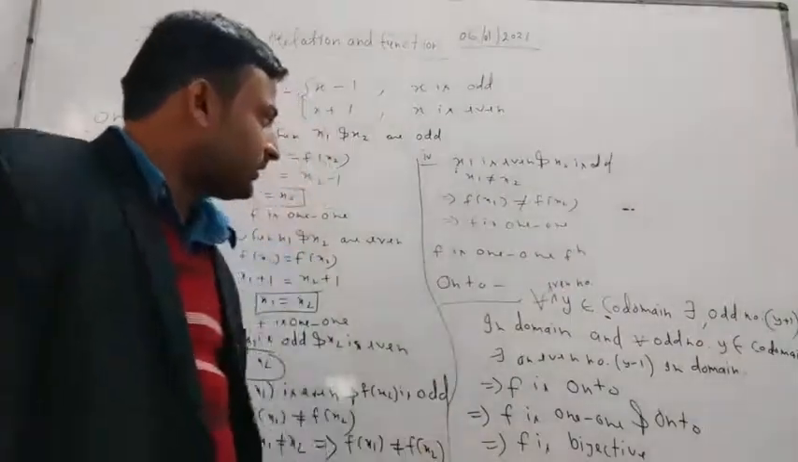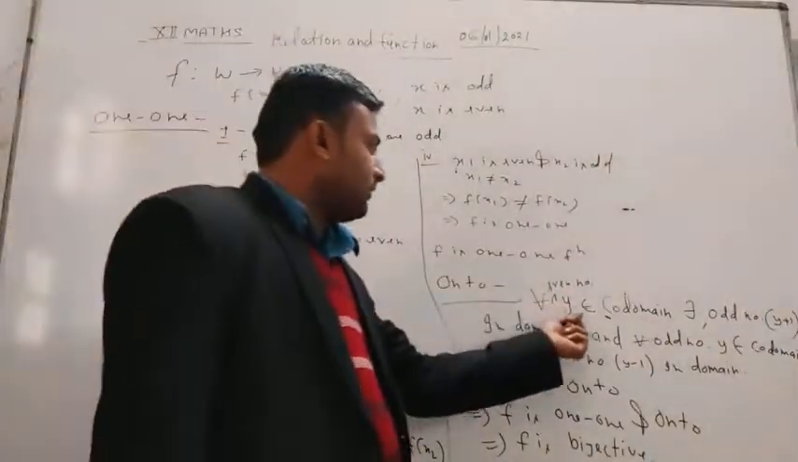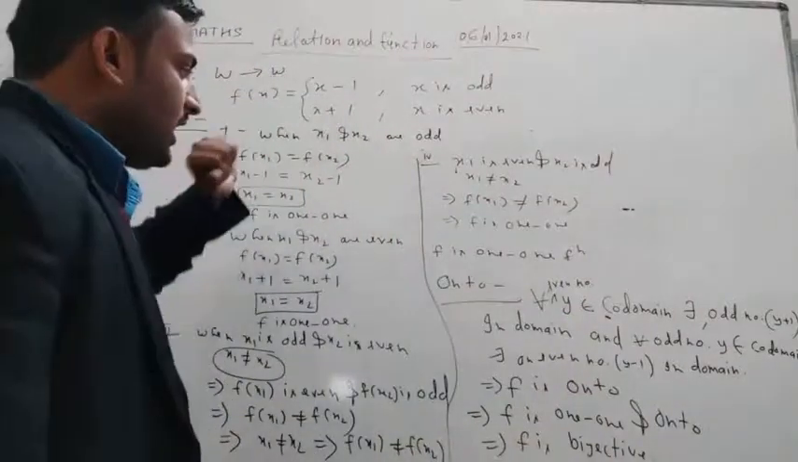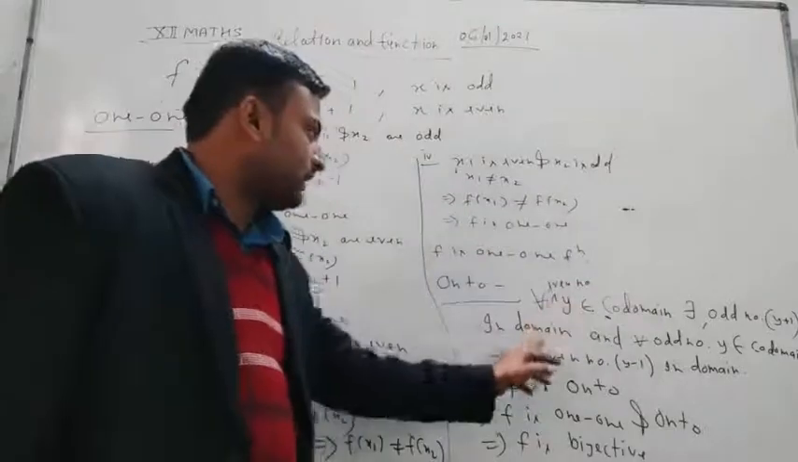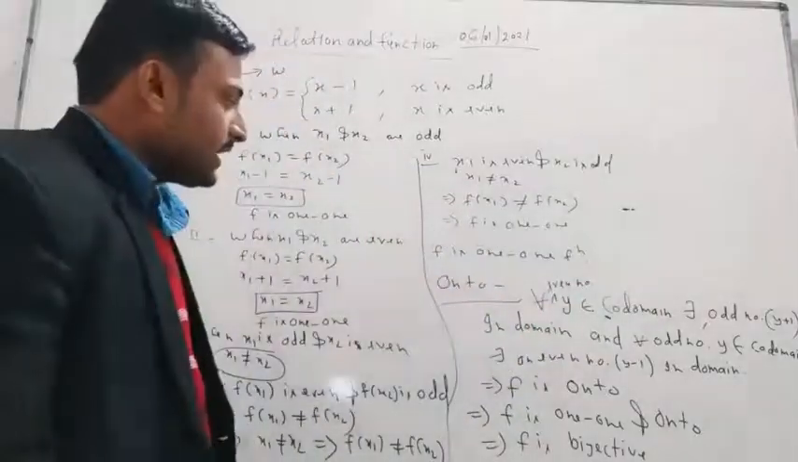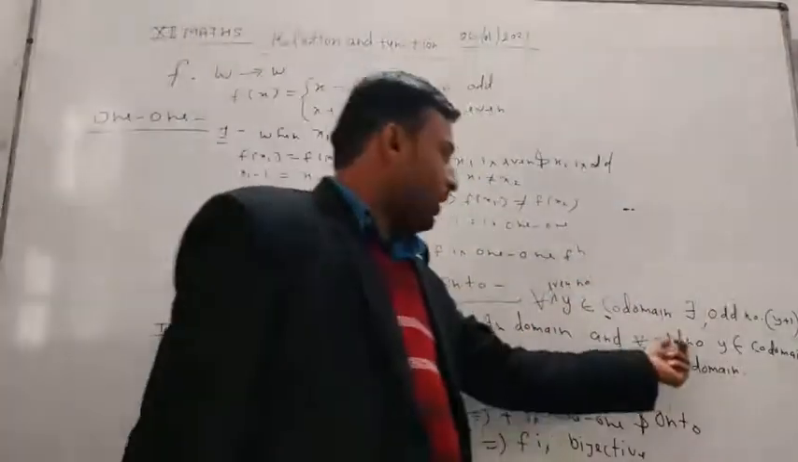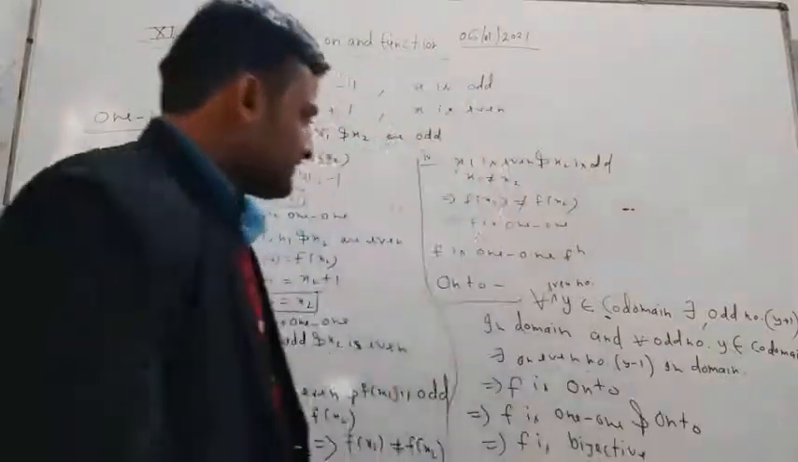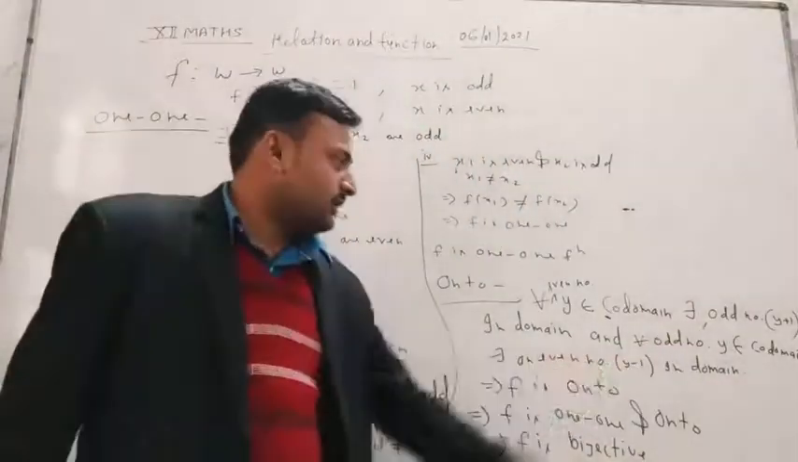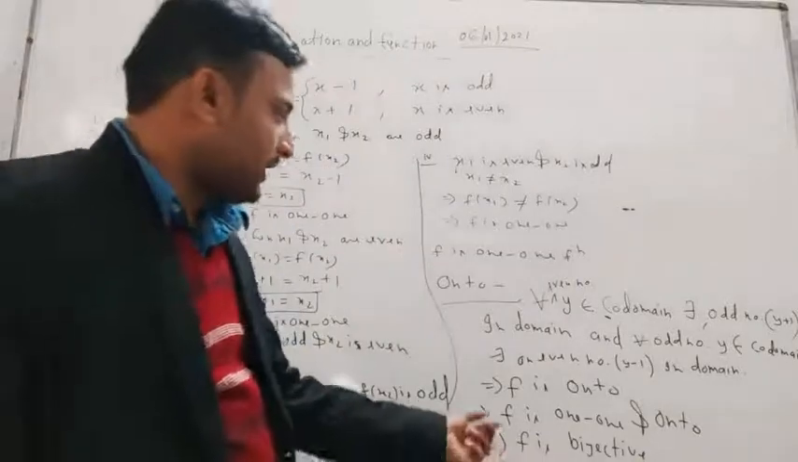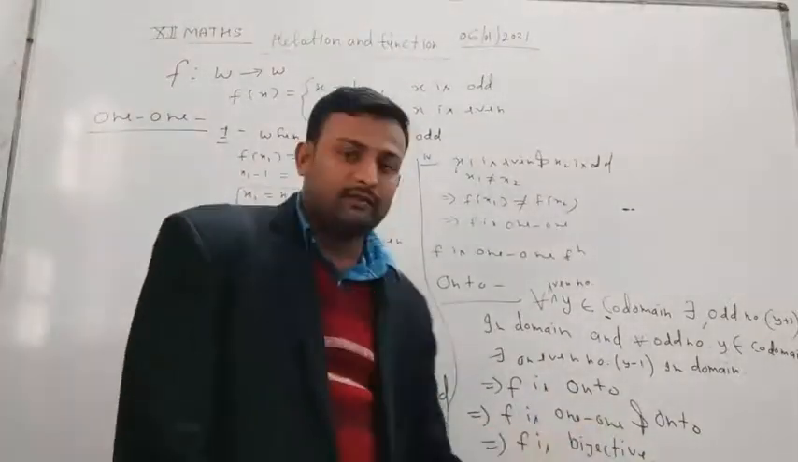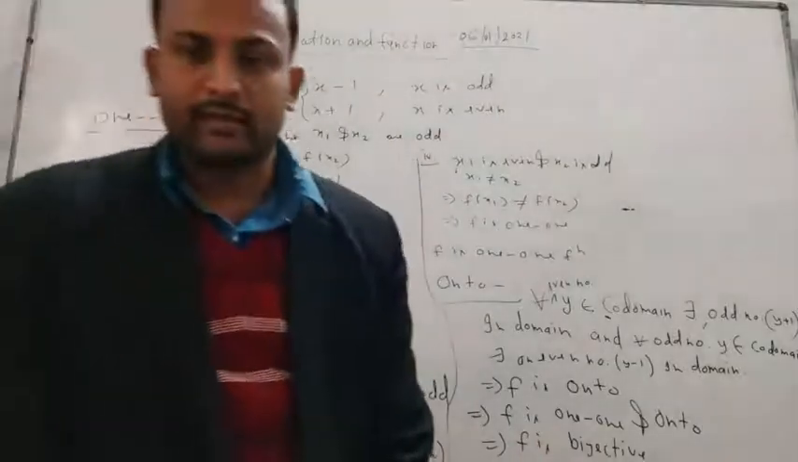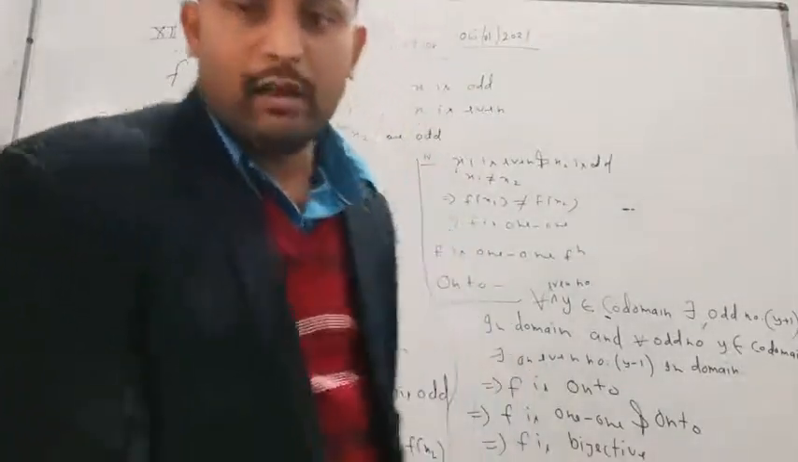Now for onto function, we take any y of this codomain, and there exists an odd number y + 1 in the domain, and if we take any odd number in the codomain, then there exists an even number y - 1 in the domain. So the function is onto. So the function is one-one and onto, so we can say that it will be a bijective function.